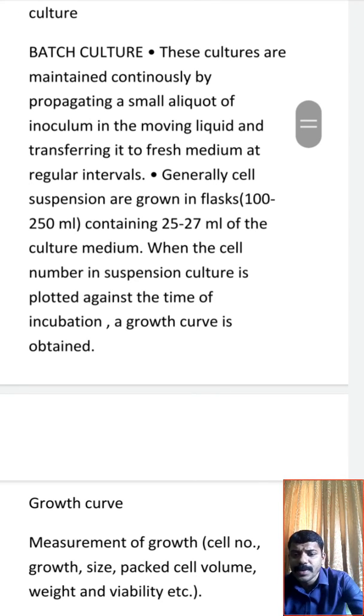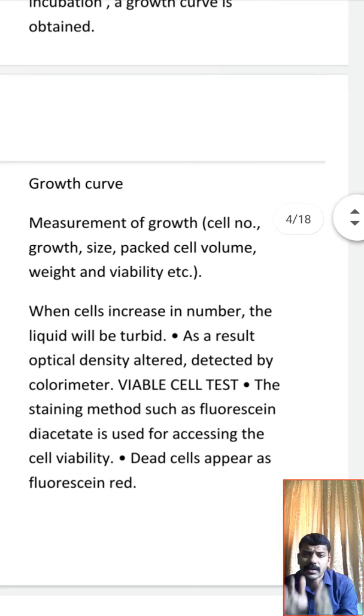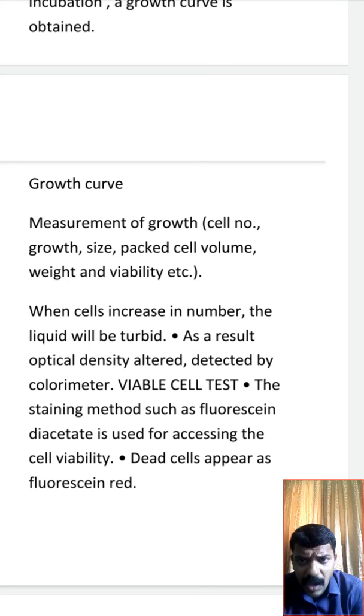A growth curve is obtained, and based on the growth curve we can determine the measurements. So after the suspension culture is over, how do you measure the growth? Growth is happening or not? What are the parameters to see the growth? You will compare the growth of the suspension culture or the cells to the first day cell size. So in growth you will measure cell number, cell size, packed cell volume, weight and viability.